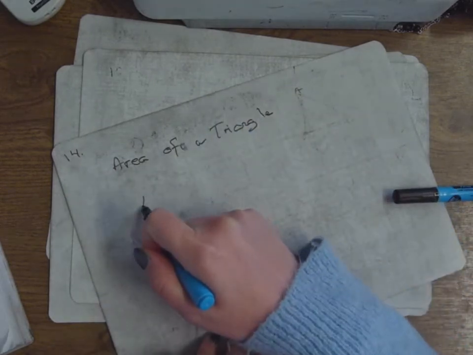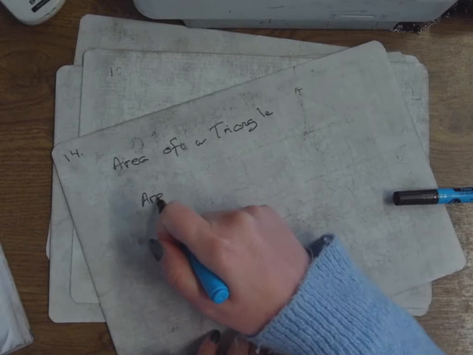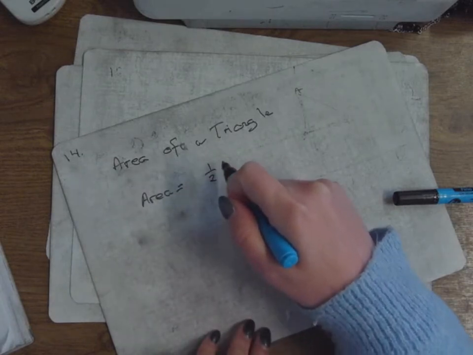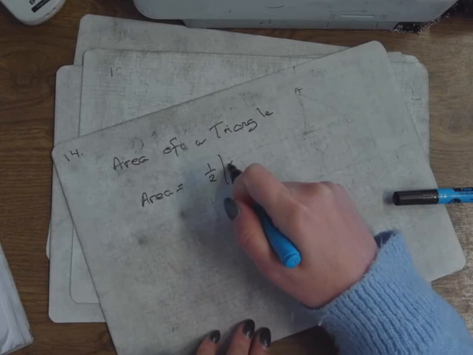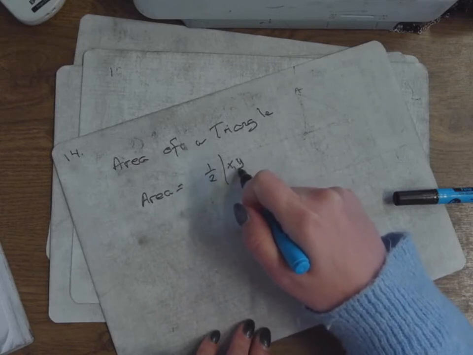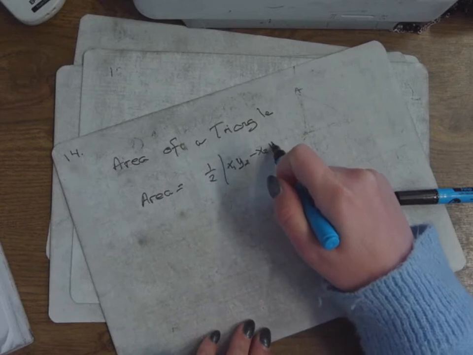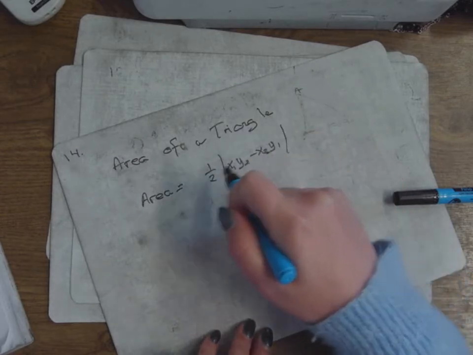Right, so the formula for area of a triangle, and it's in the log tables, it's a half, 2 straight lines, the modulus, x1, y2, minus x2, y1, and that's your area.